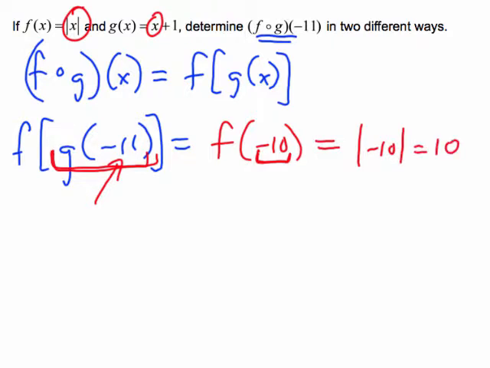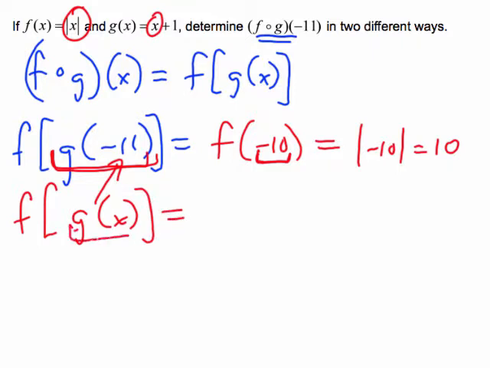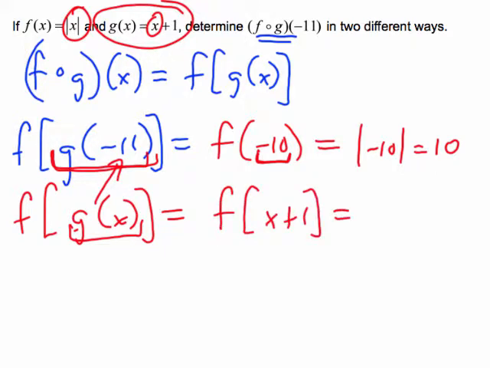The other way is to get a general formula first. f of g of x. Well, if we take x and g it, we already know what that is. It's x plus 1 because we're told that. And then we want to take x plus 1 and apply f to it. In other words, this is the input for f. That gives us absolute value x plus 1.